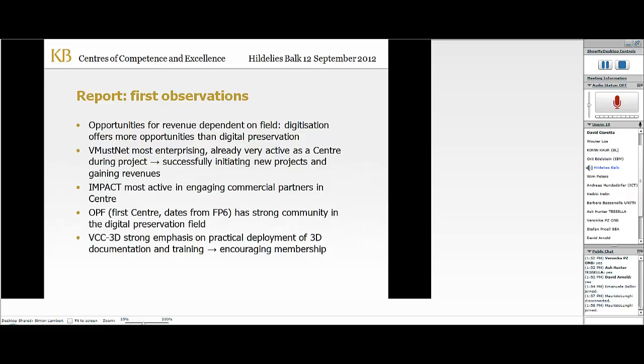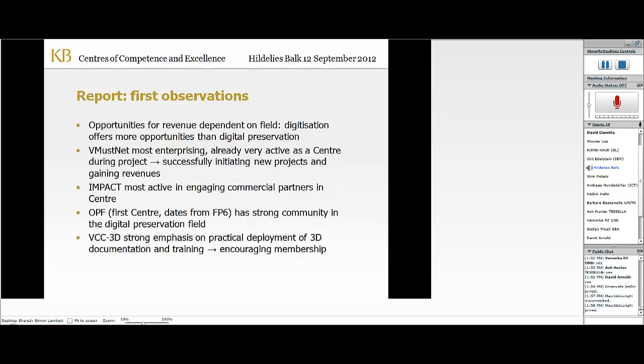Well, that's a whole new, another approach. I've seen that, I think, probably Impact has been most active in engaging commercial partners. As I told you, already while we were a project, we had to fend them off. So that was a good way of getting revenue there.